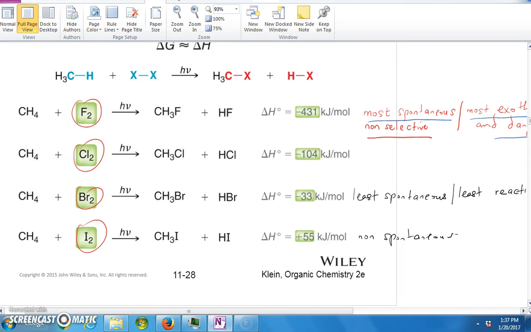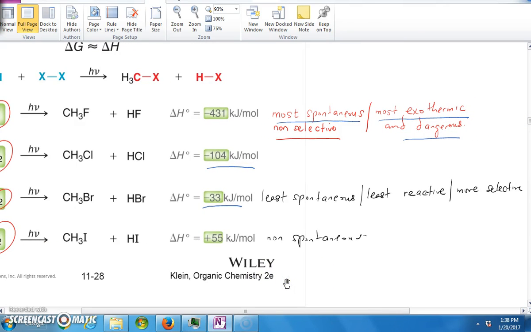However, if you look at the chlorination of methane in this case, you can see that it has a much lower heat that is released. The reaction is less exothermic, and as a result, it's going to be less spontaneous. And the bromination, you can see that it even has much less heat that is released. So the reaction is much less reactive, much less spontaneous. And as a result, because it is less reactive, we expect it to be more selective.